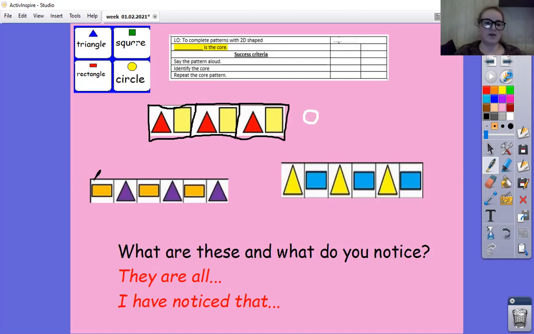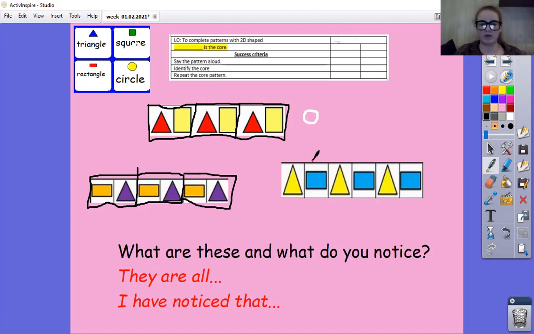So I can see here that there is an orange rectangle, purple square, orange rectangle, purple square, orange rectangle, purple square. So what is my core? Well, let's see. Where does it repeat? I see it's orange rectangle, purple square, then orange rectangle, and then a purple square. So I can see that this is where the pattern restarts. So this is my core, and then my core repeats, and my core repeats.